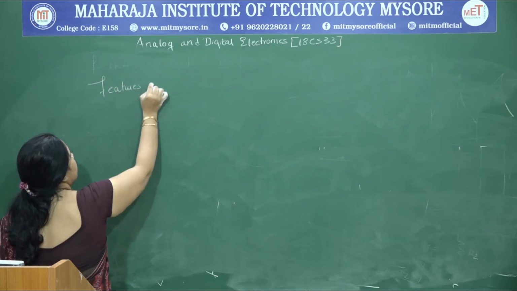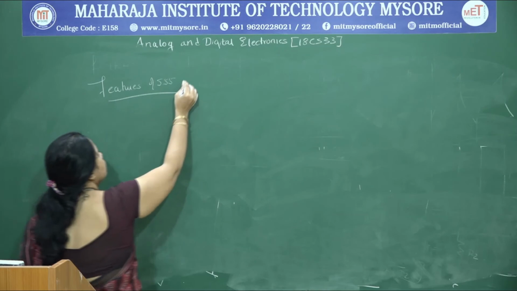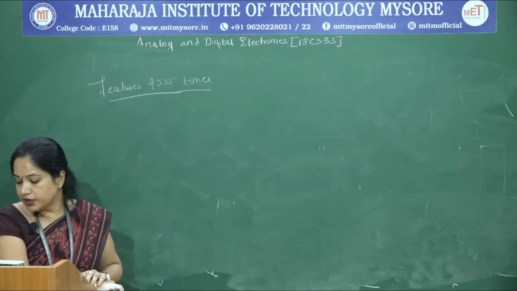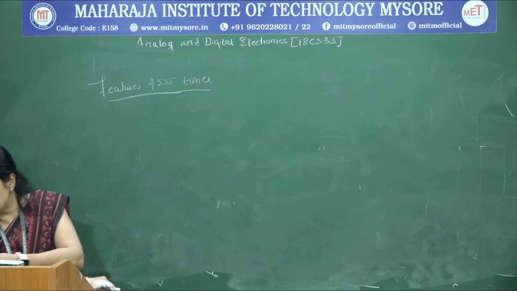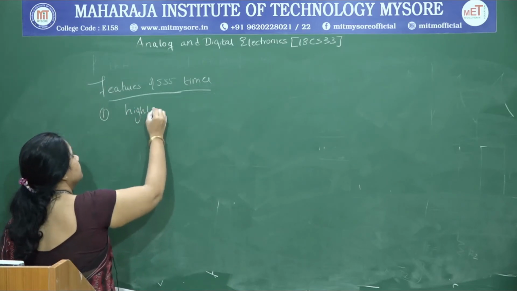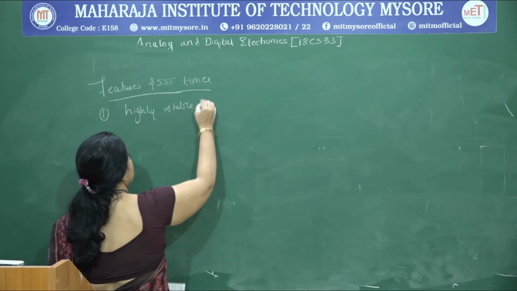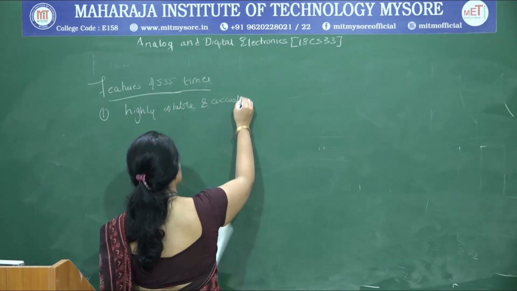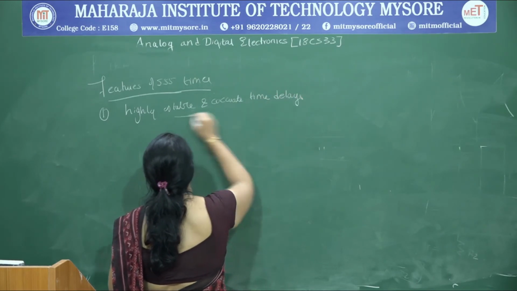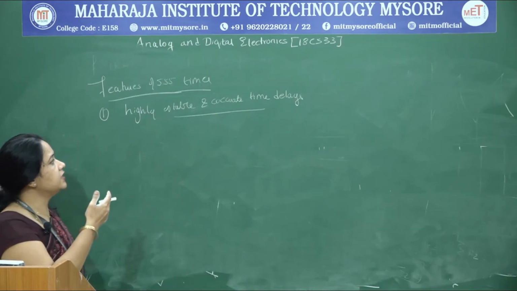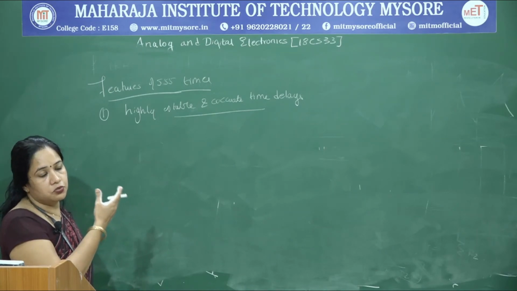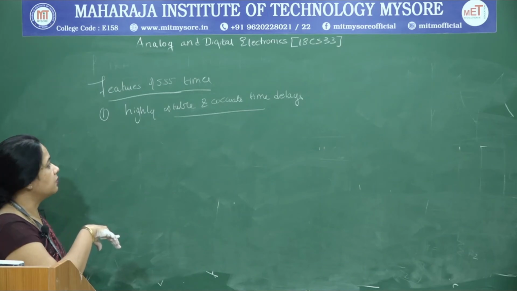So, why is the 555 timer widely used as a timer circuit for generating various clock signals? Because of the wide range of features it offers. 555 timers provide very highly stable and accurate time delays. One very important feature of the 555 timer is that it produces highly stable and accurate time delays, making it suitable for generating various timing signals.